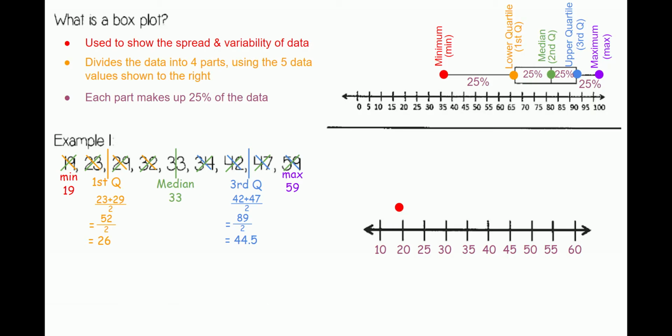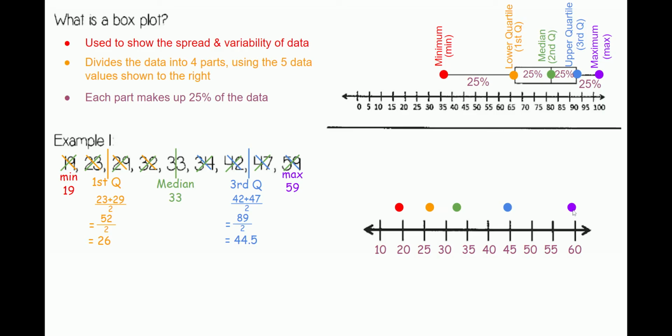First quartile is bigger than 25, so it's going to be right over here. Our median is 33, so it's bigger than 30, smaller than 35, right in the middle. Third quartile is 44.5. That is really close to 45, so it's going to be just to the left of it. And finally, our maximum is 59, which is really close to 60, but not quite there, so right behind the 60.